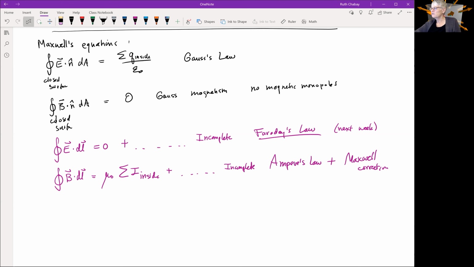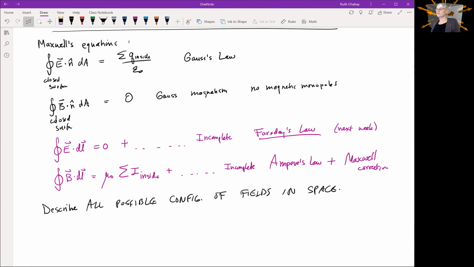And these equations describe all possible configurations of fields in space. And if it's not consistent with these equations, then as far as we know, it's not possible.